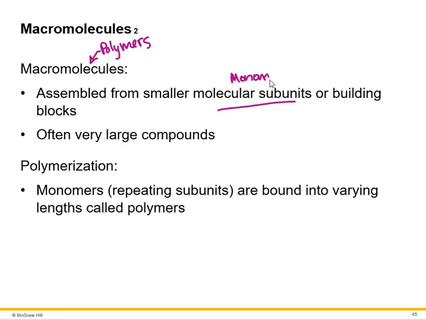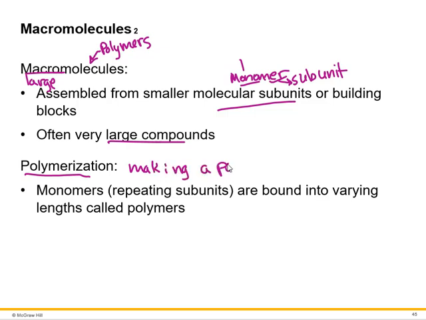Mono means one, and the mer is talking about a subunit. These macromolecules are very large, and that's where you get the macro part. Polymerization is just making a polymer. So you have monomers, the repeating subunits, and they're in varying lengths that make the polymers.